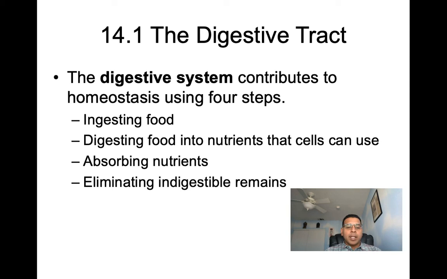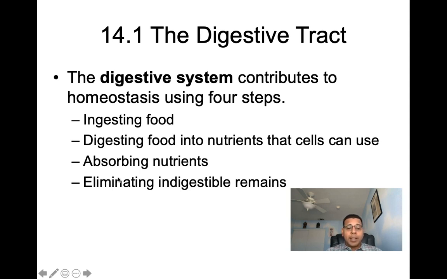Now when we talk about the digestive system, you'll see the digestive system is going to be important in the maintenance of homeostasis. It's going to help maintain homeostasis by ingesting food and then separating this food into chemical nutrients that our cells can use. Number three, we've got absorbing nutrients. And then number four is eliminating indigestible remains. So it will contribute to homeostasis thanks to these four steps we see here.